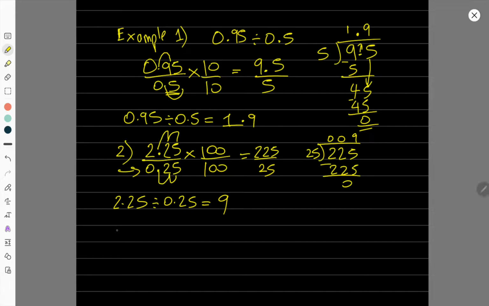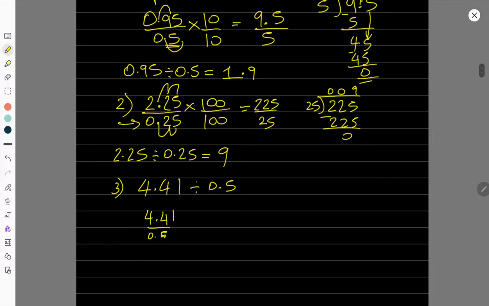Now let me give you the final example right here. Let's say I have 4.41 divided by 0.5. Again, step number 1, we are going to write it as a fraction over 0.5. Now again, we are looking at the denominator. That's one decimal place in the denominator, so we multiply by, you get it correct, 10 over 10, correct?